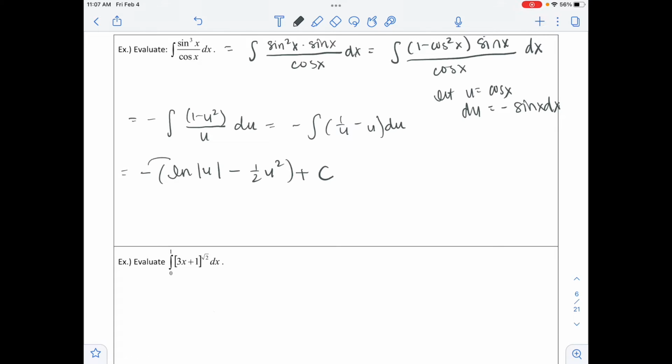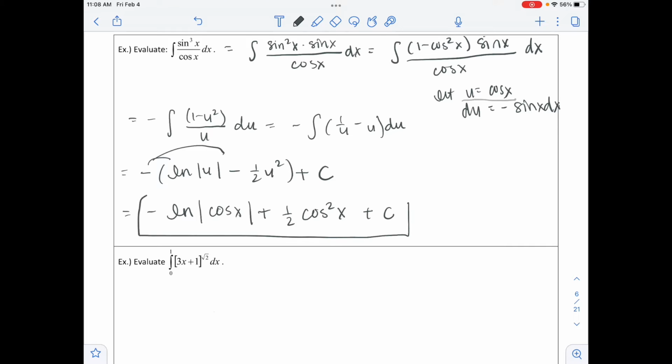I'm going to distribute that negative through now, and also substitute back in what u is. Remember, u is equal to cosine of x. So I'm going to have negative natural log of the absolute value of cosine of x plus 1/2 cosine squared x plus c. And this would be my final answer here.